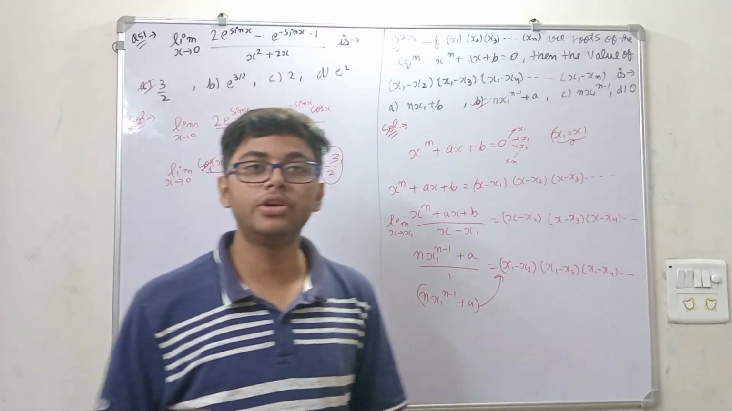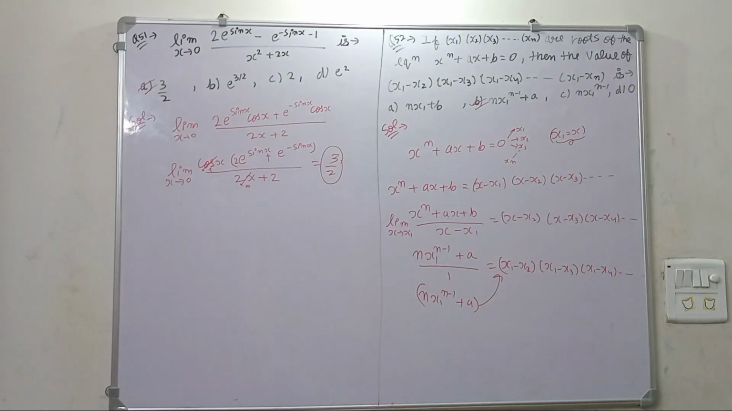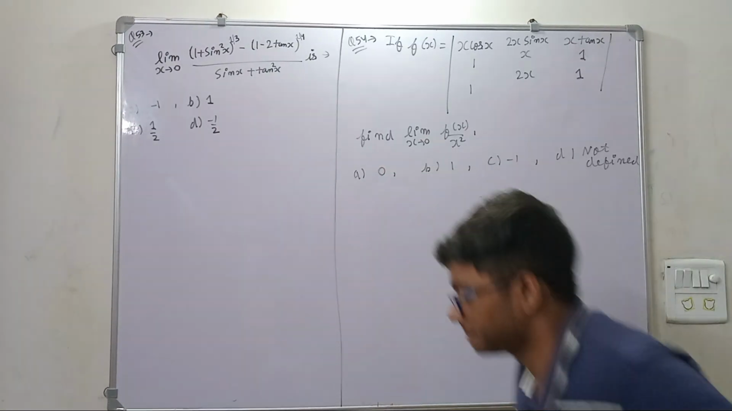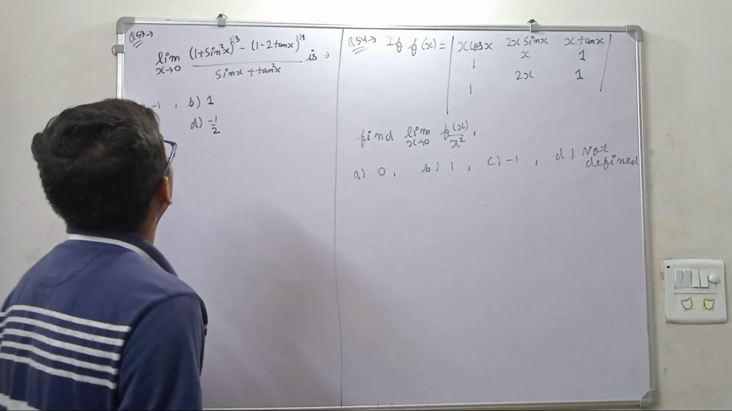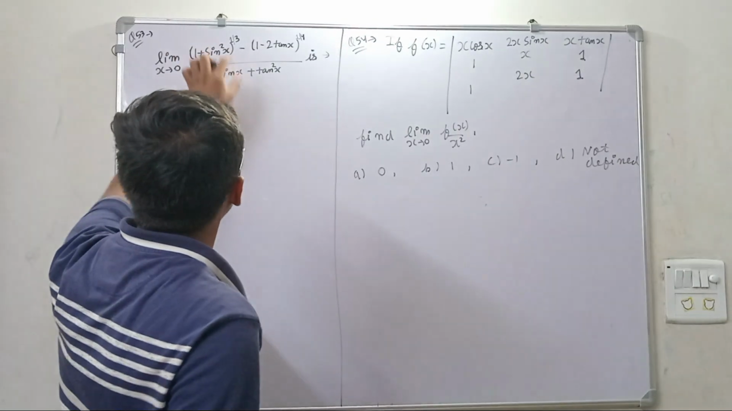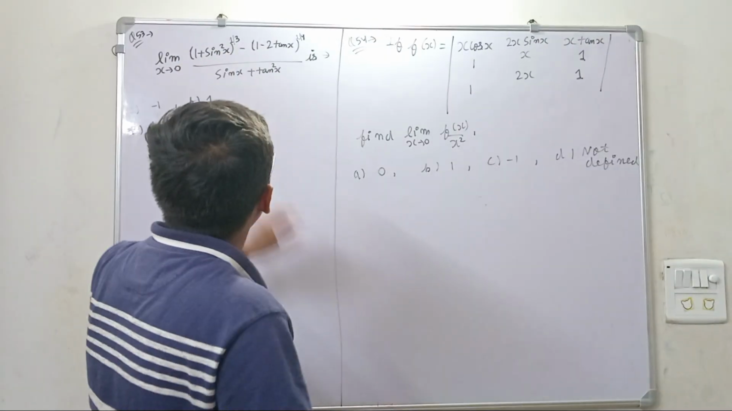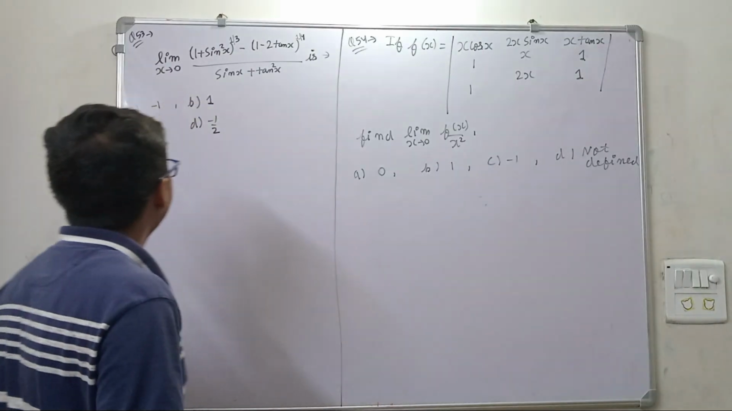Okay, now moving on to question number 53 and 54. Question number 53 is saying limit x tends to 0, (1 plus sine square x) to the power 1 by 3 minus 1 minus 2 tan to the power 1 by 4 upon sine x plus tan square x. You have to find the limit as x tends to 0.